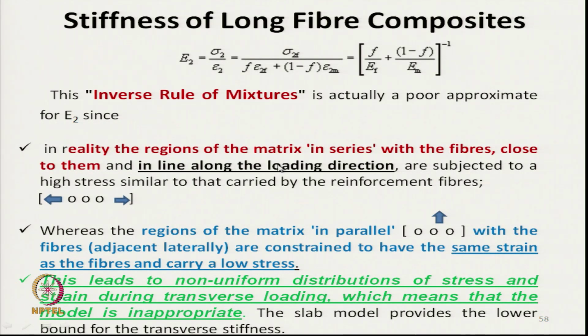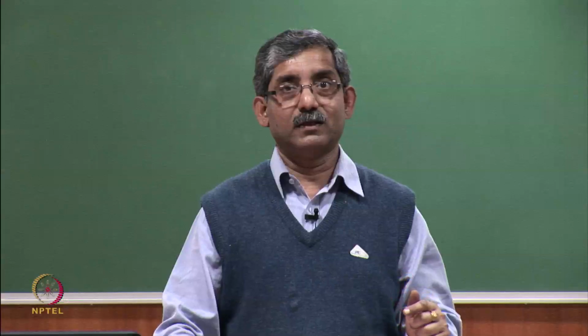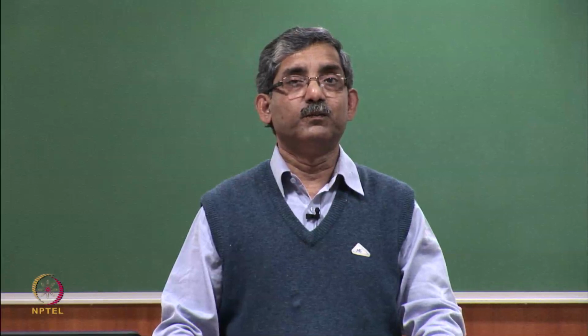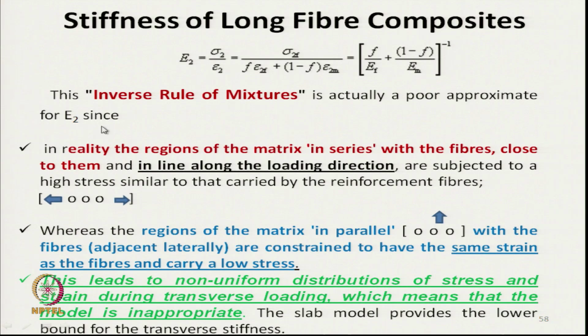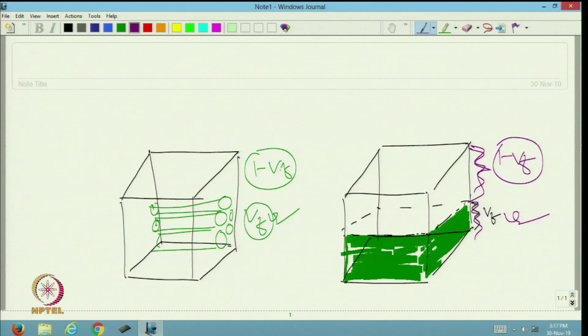This is known as the inverse rule of mixture, but this assumption has poor estimation of E2, that is, the transverse stiffness. Why? Let us discuss here.